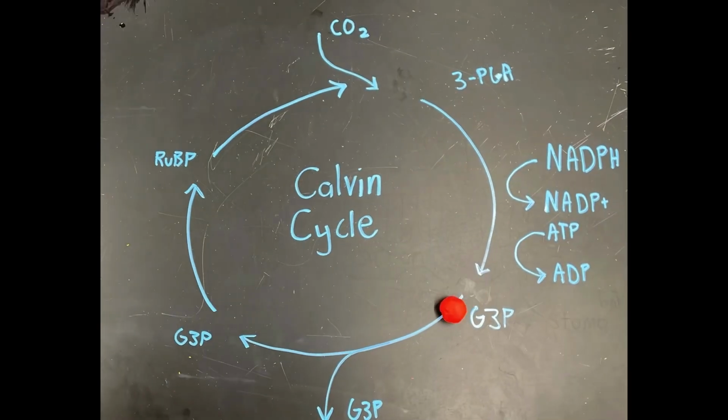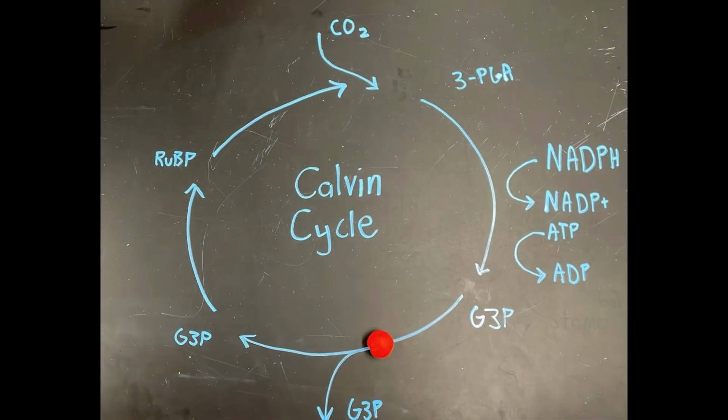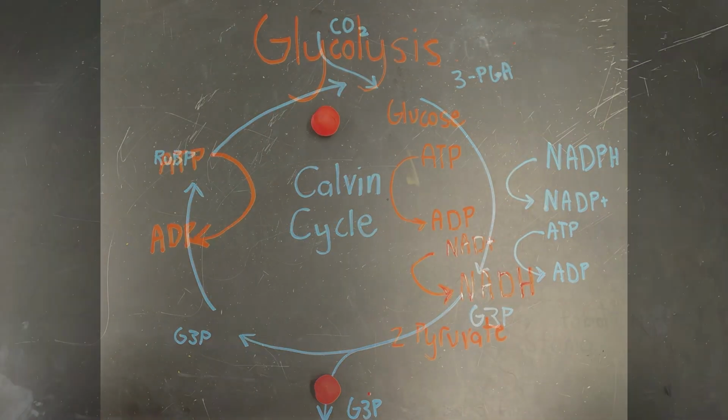The remaining G3P continues through the cycle and is turned into RuBP. After this transformation occurs, the process repeats itself.